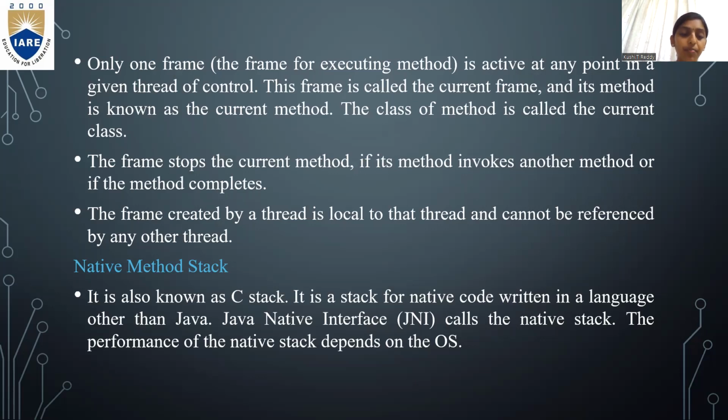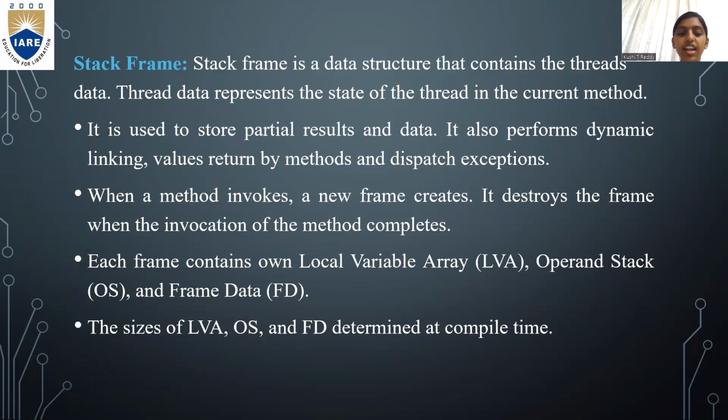Native method stack. It is also known as C stack. It is a stack for native code written in a language other than Java. Java Native Interface, JNI, calls the native stack. The performance of the native stack depends on the OS. What is OS here? In the previous slide, we have already defined that OS is nothing but operand stack.